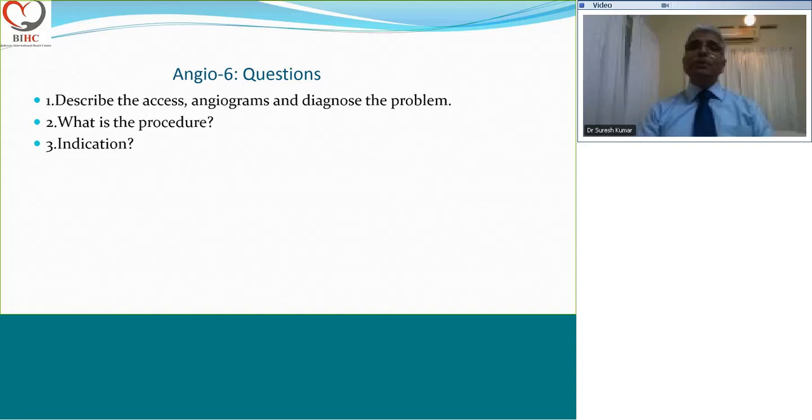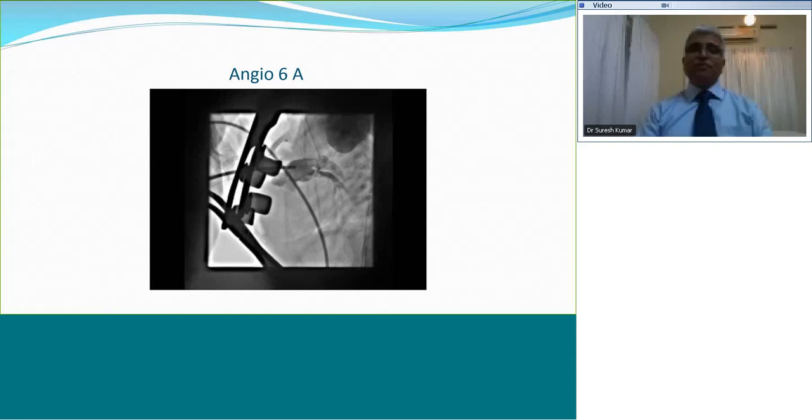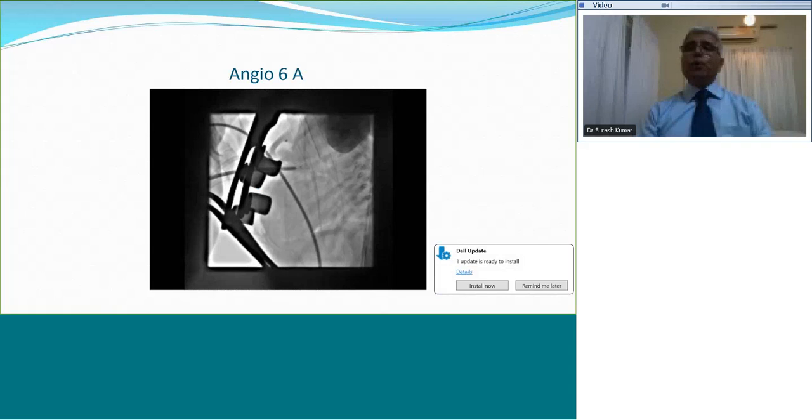Angio 6. Now once again you need to tell me the access, the angiograms, and diagnose the problem. Tell me the setting and the procedure, and when do you do that? Take your time, describe this angiogram, and tell me what is it that you are seeing. Hello? If you're unable to make out, please tell me, because we need to move on. I need a response from you. No. Branch PA, no. Any other response?